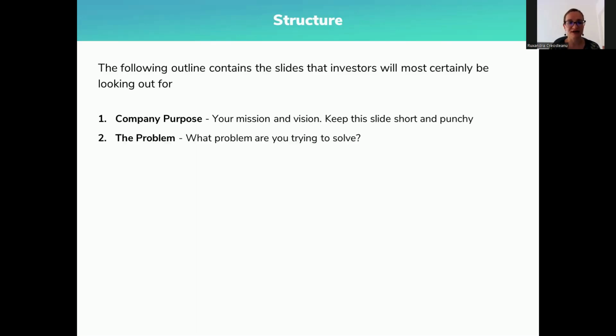Then for your second slide, you should talk about the problem. What problem you're trying to solve? Why is this important now? Who are you trying to solve the problem for? Who are your target customers and beneficiaries? Next, you're going to talk about your solution. So how your product or service solves the problem and why it is unique. So think about your key features and why do users care about your product and service.